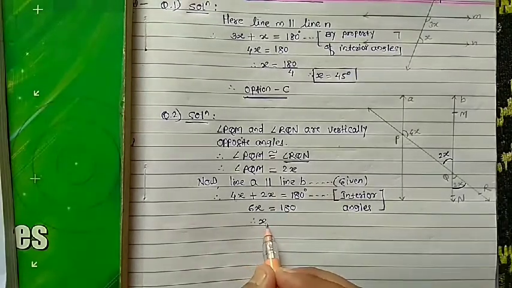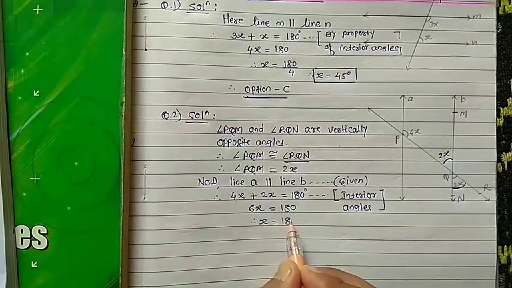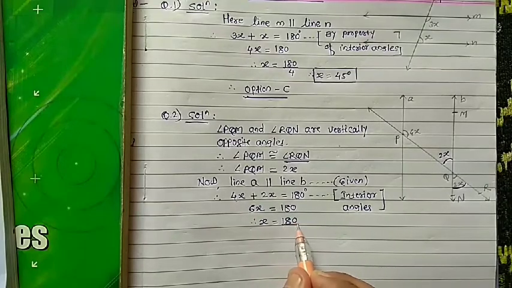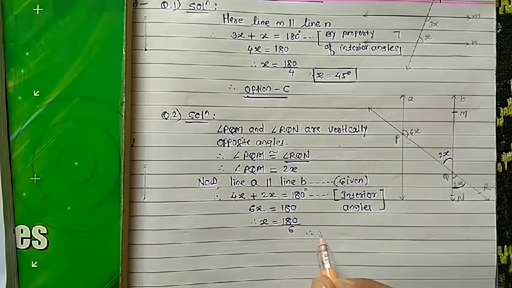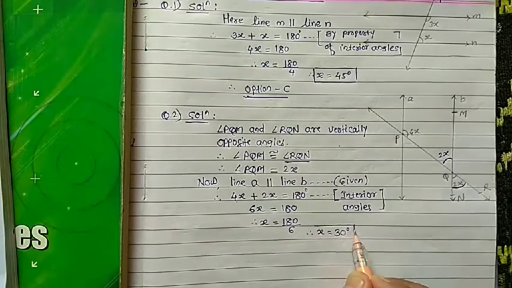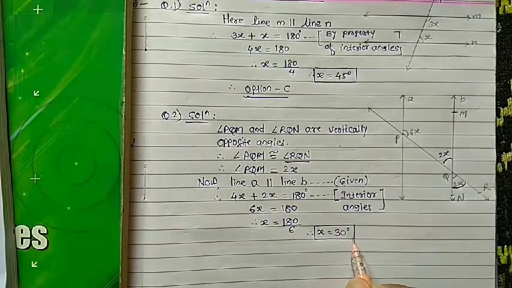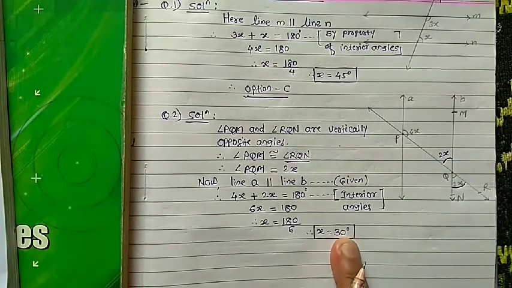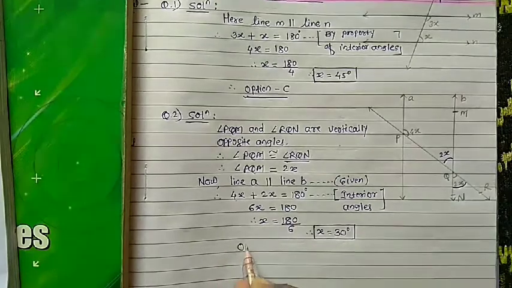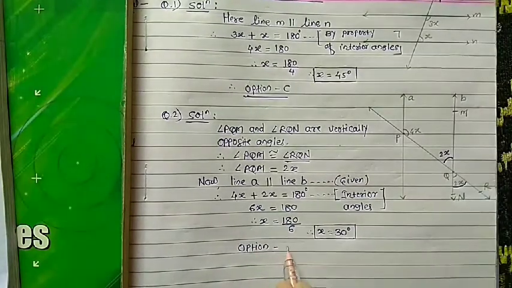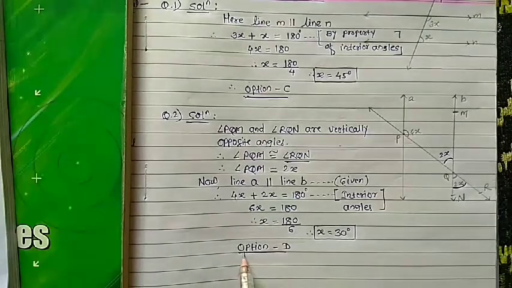So therefore x is equal to 180 divided by 6. This 6 is multiplied with x. Take this 6 to the right hand side, it becomes divide. So therefore x equals 30 degrees. So this is the value of x. So option number D is our correct option.